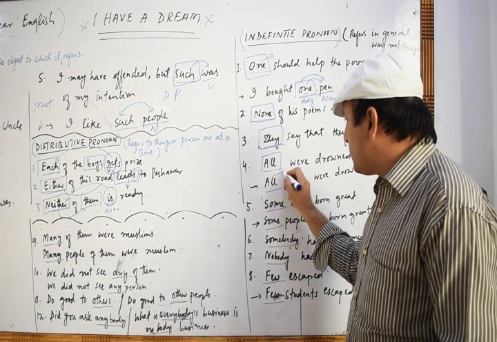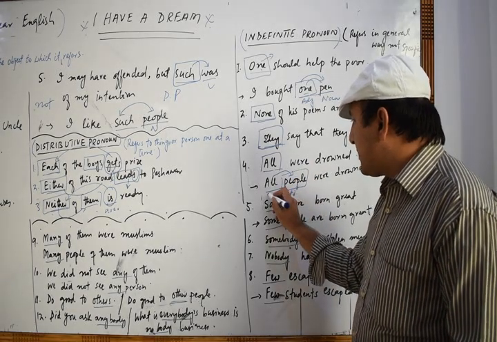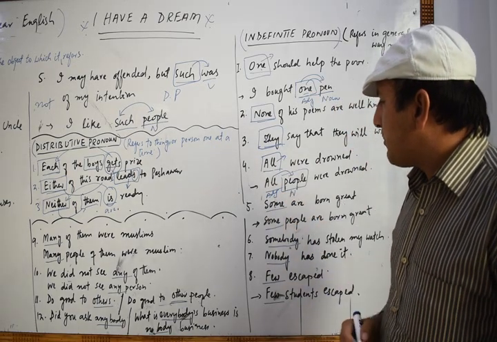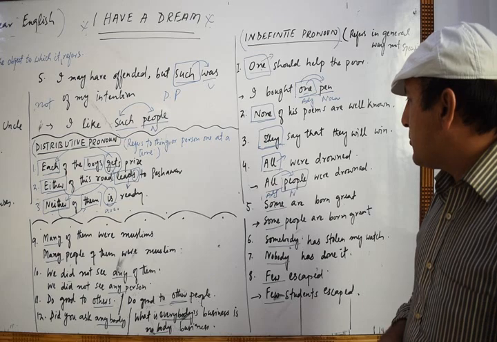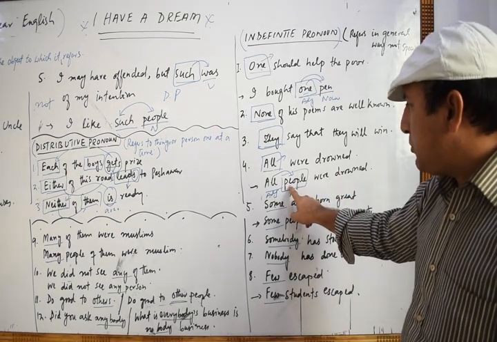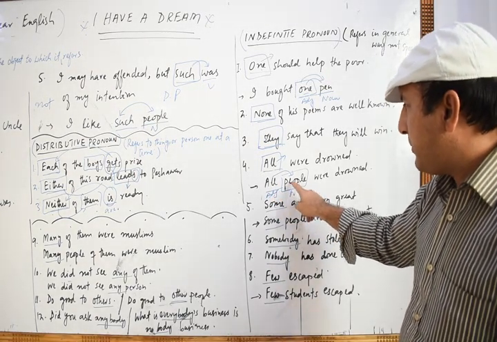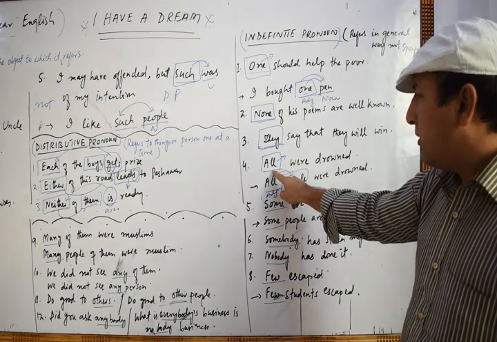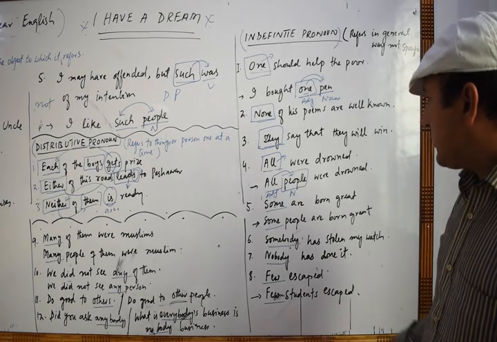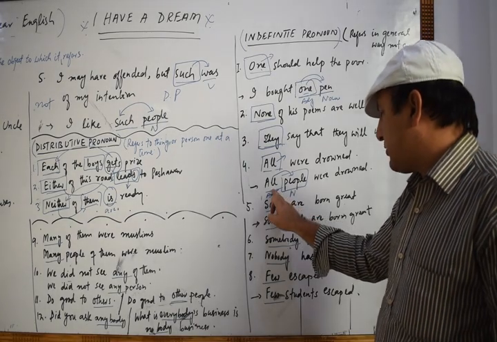But sometimes we can use "all" with "people," directly modifying a noun. So here this "all" is working as an adjective, and in the other sentence it works as a pronoun. So "all were drowned" and "all people were drowned." Here "people" has been used, so "all" works as an adjective because it modifies the noun "people," and there "all" alone has replaced a noun. This is known as an indefinite pronoun, and here it was an adjective.